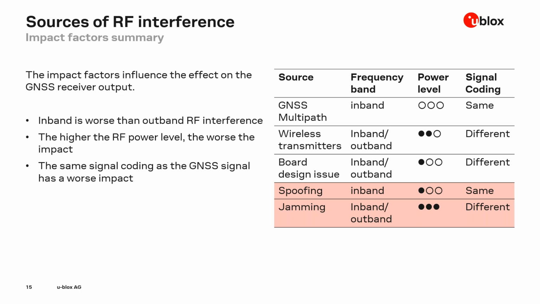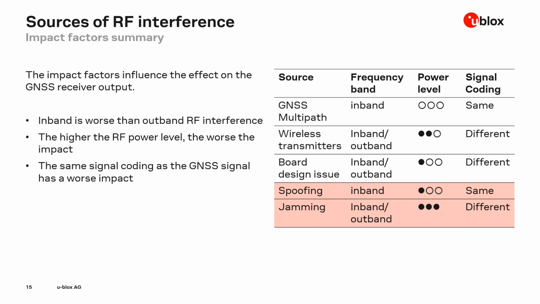Then I put spoofing and jamming in red. Maybe start with the jamming. There, usually if someone jams you, it's a very high power level, and this will probably disable the GNSS reception at all, independently of whether you are in the in-band or out-band, because the power level is just too much.